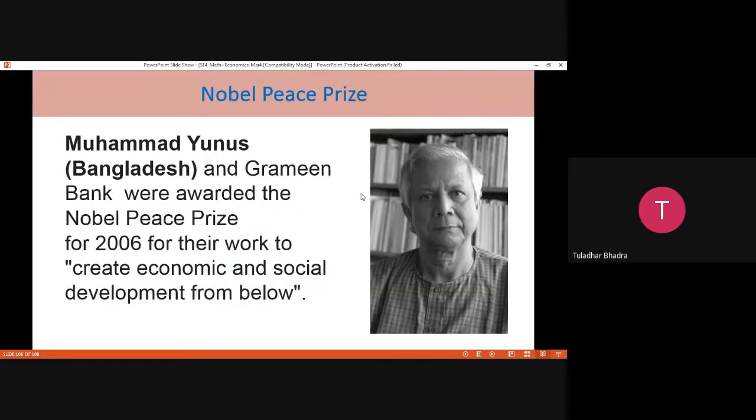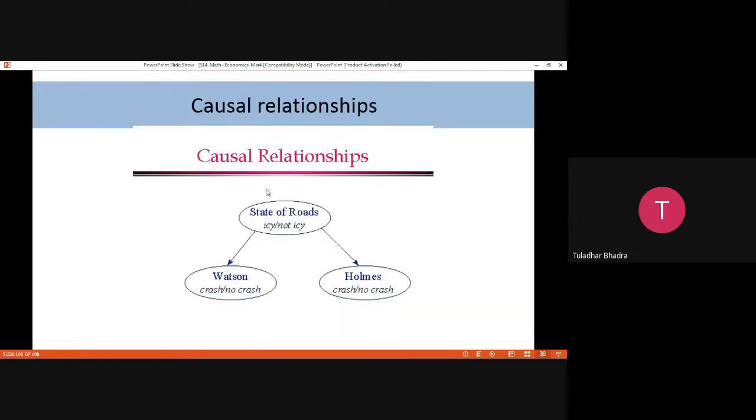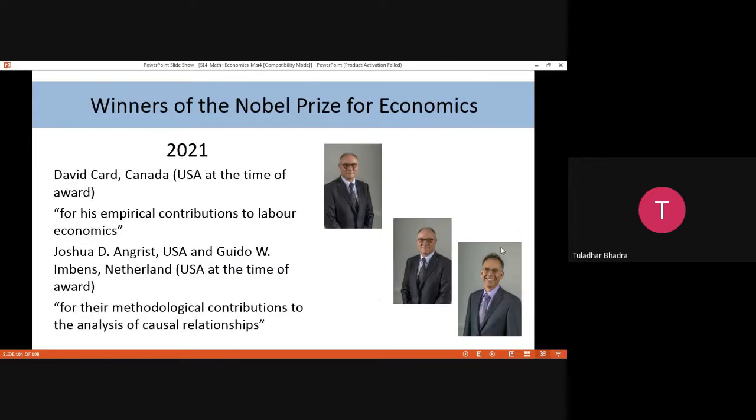Now, that was all up to the Nobel Prize in 2021. For 2022, we are waiting for the Nobel Prize in economics. So in good time, we'll know the name of the 2022 Nobel Prize winners.